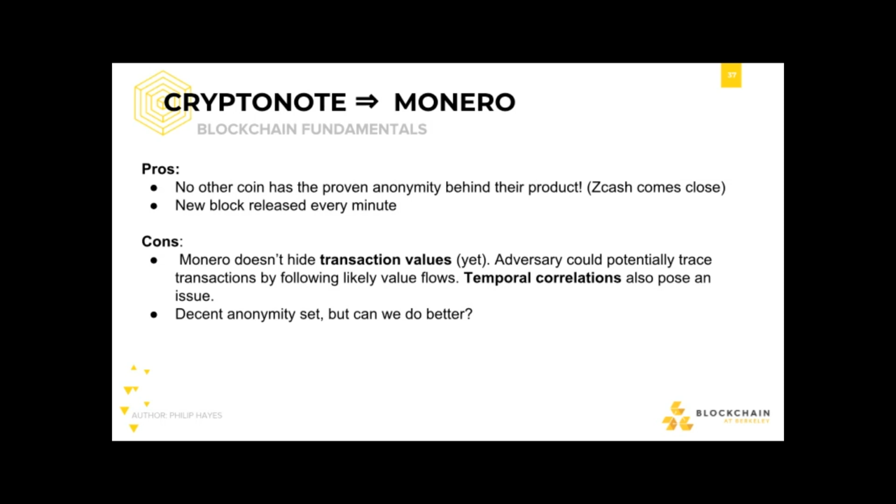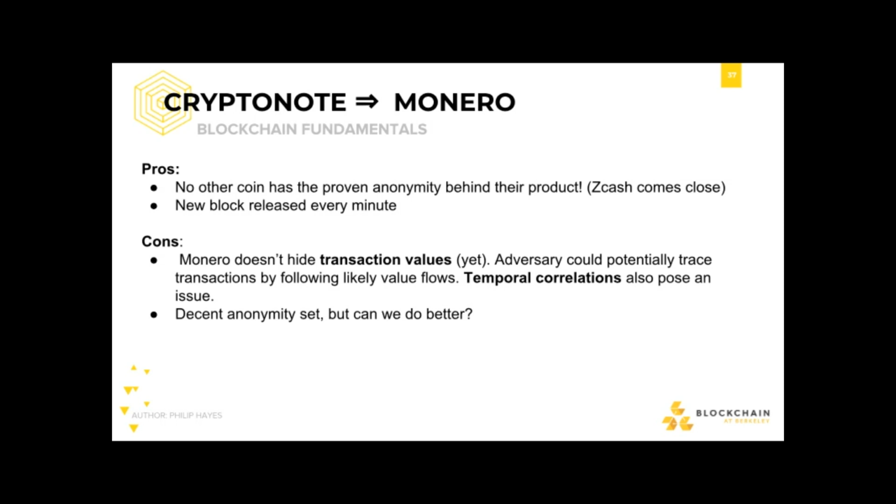Some pros of Monero is that no other coin or any other product in this space has so much proven cryptography and anonymity that they're using. In fact, Monero uses ring signatures, which are some very age-old concepts in cryptography. They've been used for a long period of time. Other pros are, of course, you have faster block times, but that's not relevant.